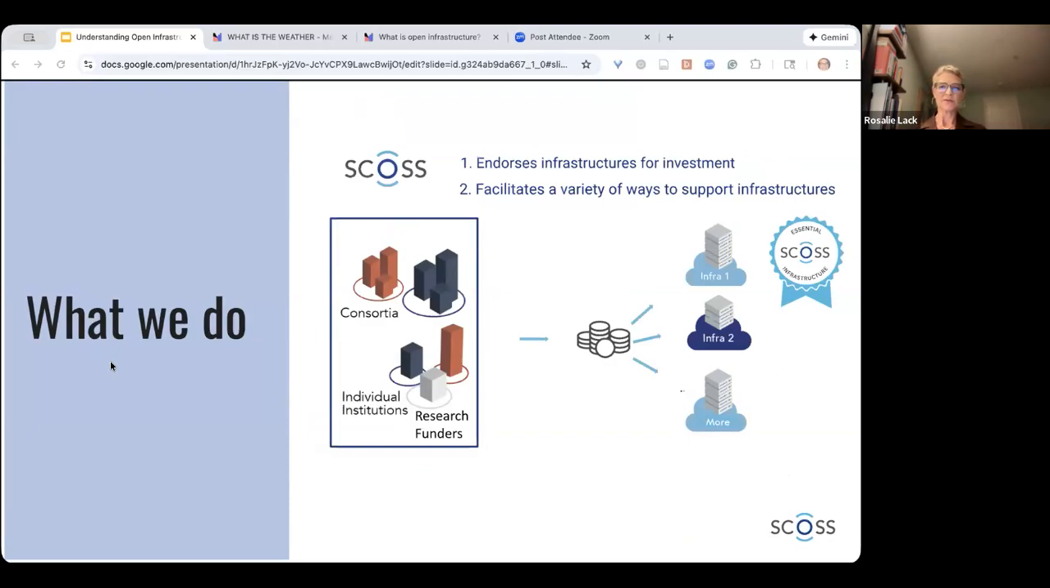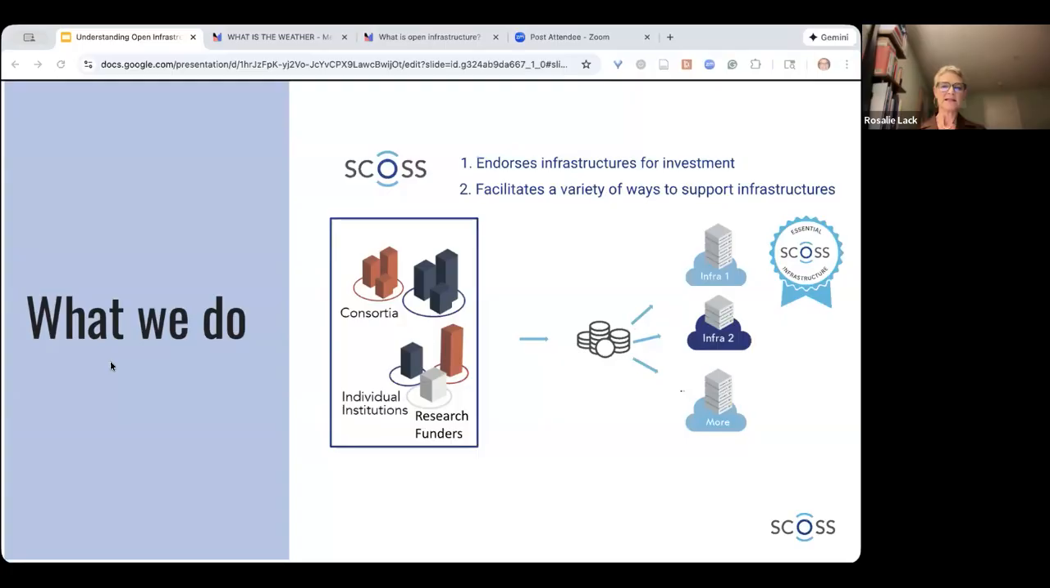So we at SCOSS review them with our expert advisory group and board, and we're looking at all aspects of these infrastructures, with their governance, their financial health, their community engagement, their strategic planning. And after this kind of rigorous vetting process, we select 2 to 4 infrastructures a year. And once they're endorsed, then SCOSS facilitates the relationship between those who could fund these infrastructures and the infrastructures themselves.